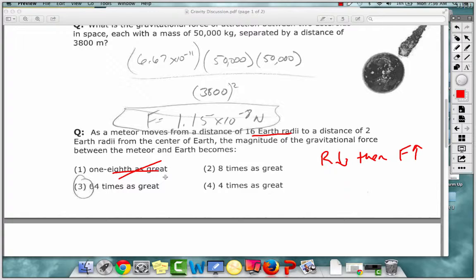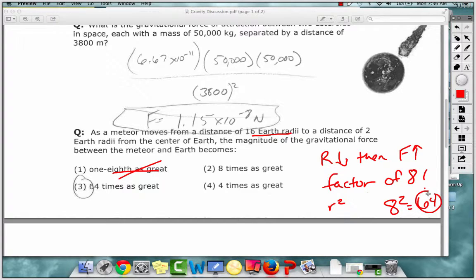But we can actually do this. 16 Earth radii to 2 Earth radii, that is a factor of 16 divided by 2. That would be a factor of 8, okay? Of 8. So basically, the distance has decreased by a factor of 8. Now remember, in Newton's law, the radius piece is squared. So I'm going to take 8 squared. And if you take 8 squared, that gets you 64, right?